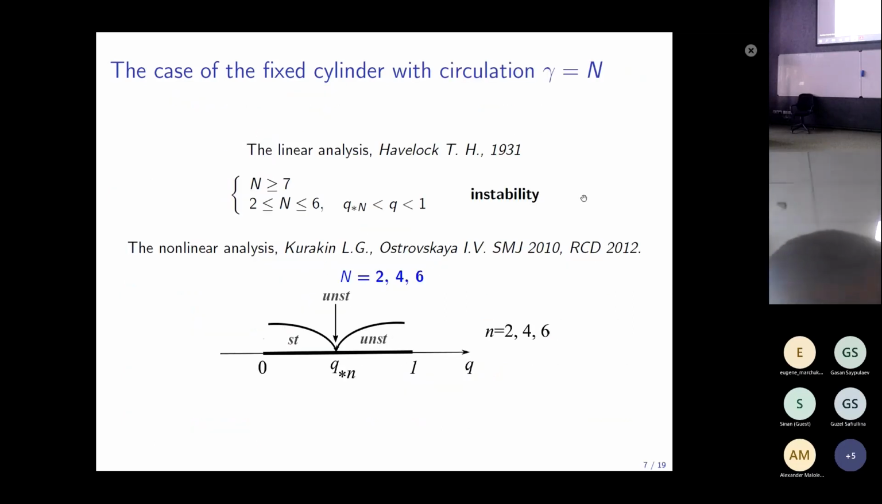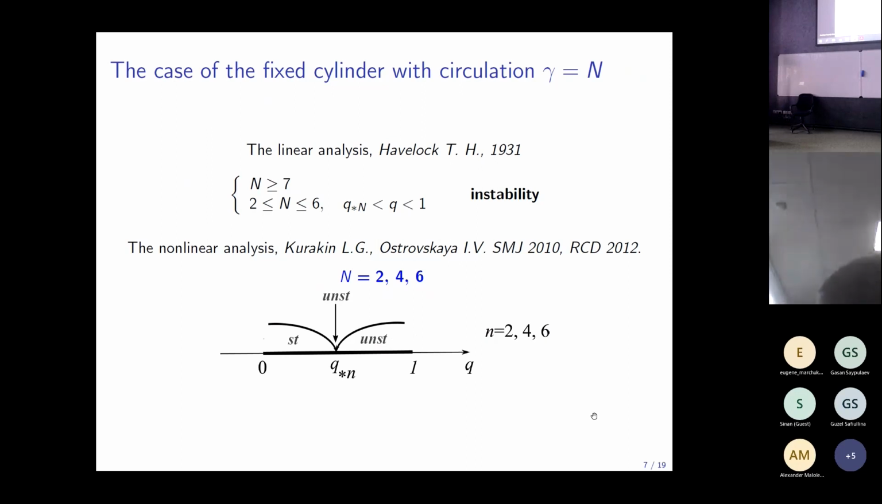Next slide, please. The case of a fixed cylinder with circulation gamma equal to n. This problem was solved by Havelock in the linear formulation. The instability takes place for any value of parameter q in the case of n more than or equal to 7. And in the interval q star n less than q less than 1, instability is also present.